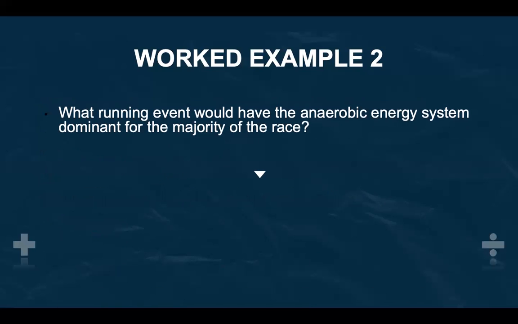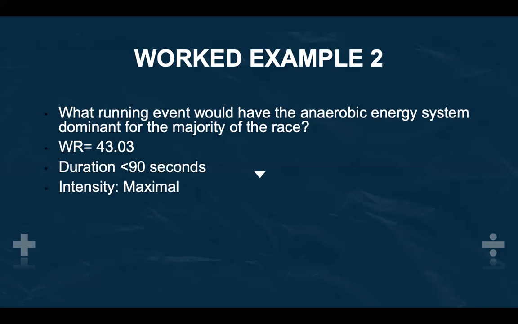What running event would have the anaerobic energy system dominant for the majority of the race? The world record is 43.03 seconds. So we know the duration is pretty quick because it's less than 90 seconds, but it's also more than that 10-second mark, which is the 100-meter sprint. Again, we're still working maximally. So the answer is the 400-meter race.